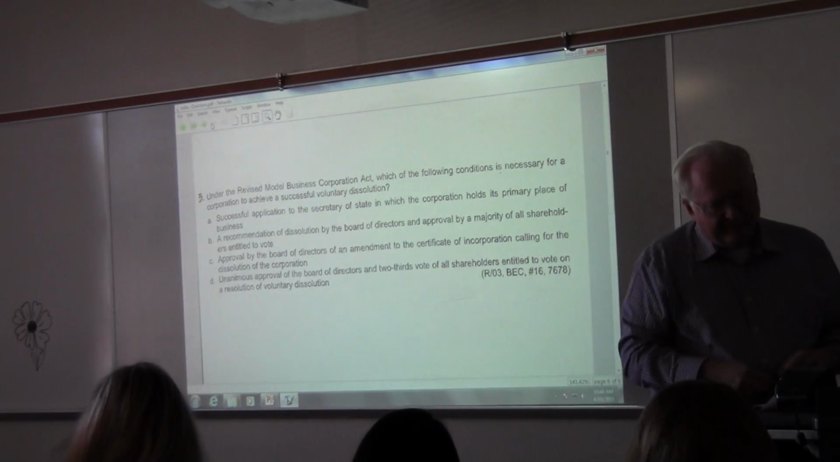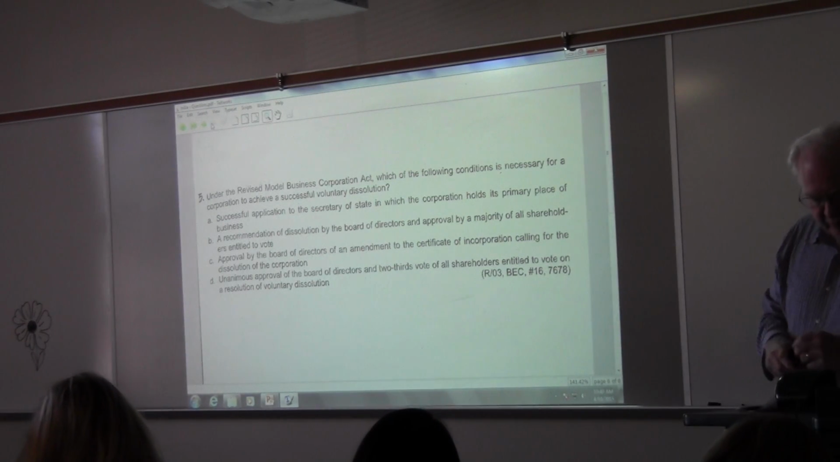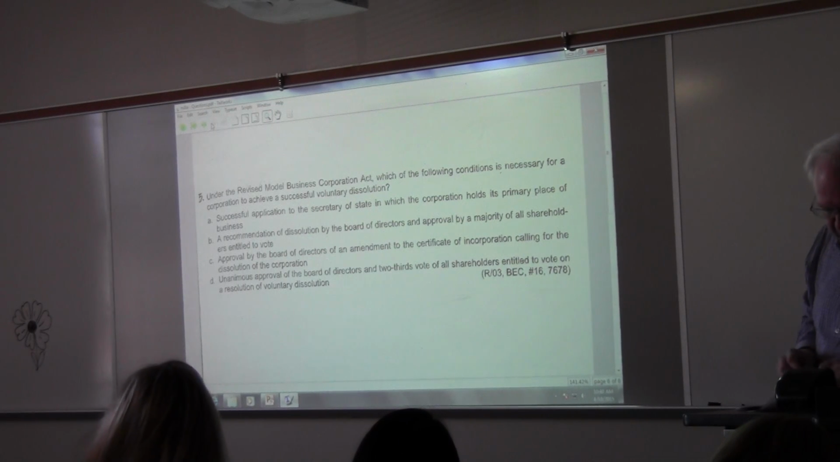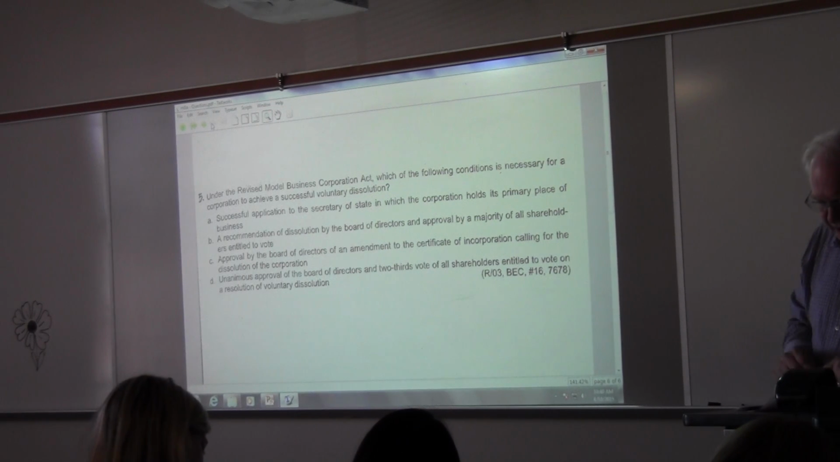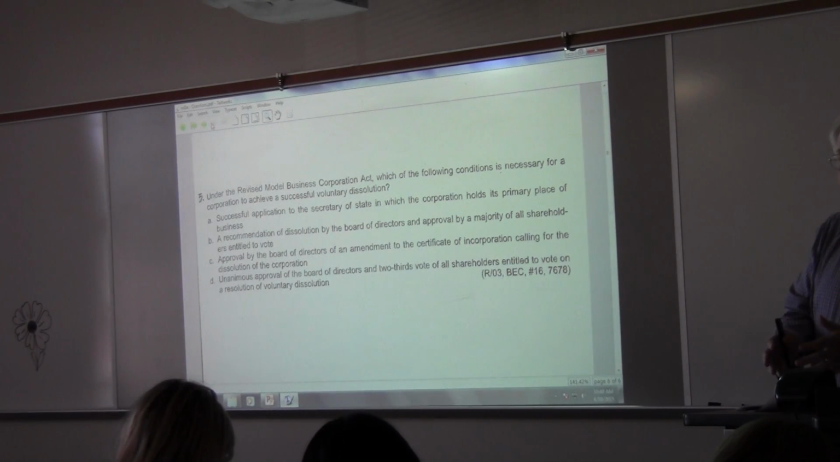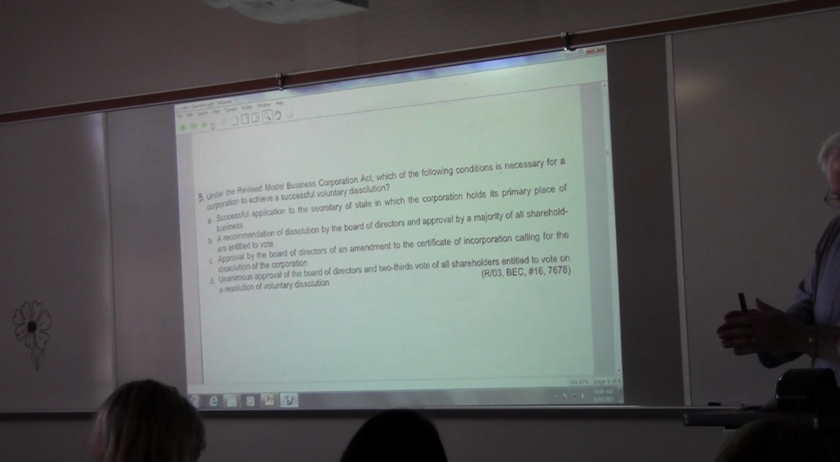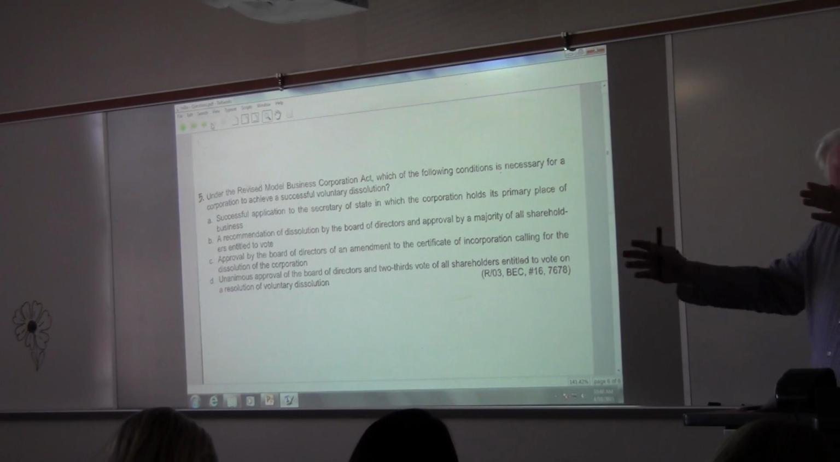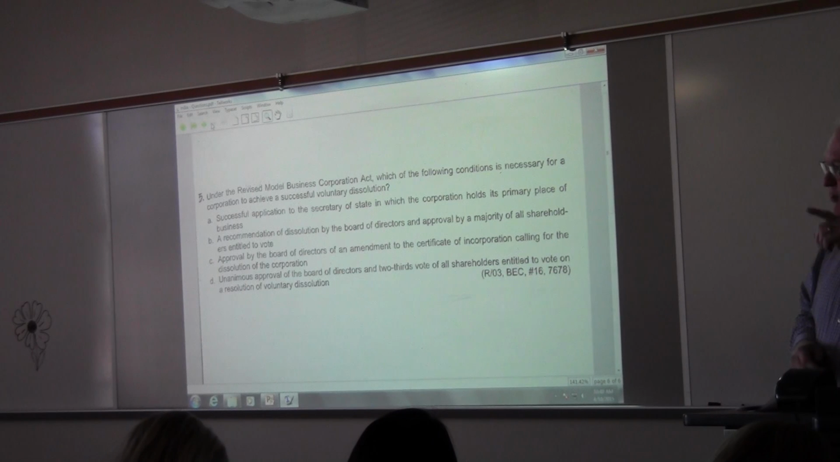So in D, unanimous approval of the board of directors and a 2/3 vote of all shareholders entitled to vote. So it seems like, Matt, the answer is either B or D. In B, we have a simple majority of both the board and the shareholders. In D, we have unanimous approval by the board and a supermajority by the shareholders. What do you think the answer is?